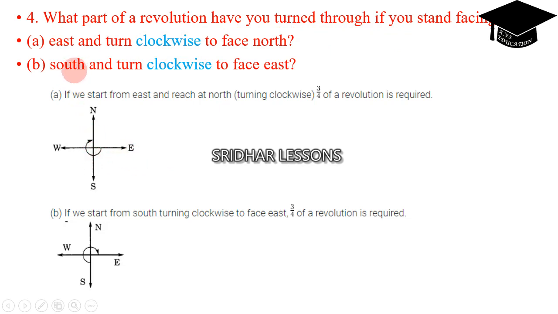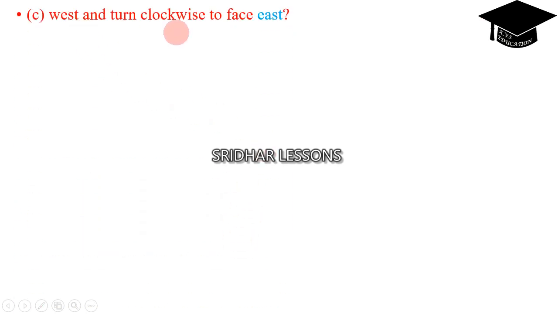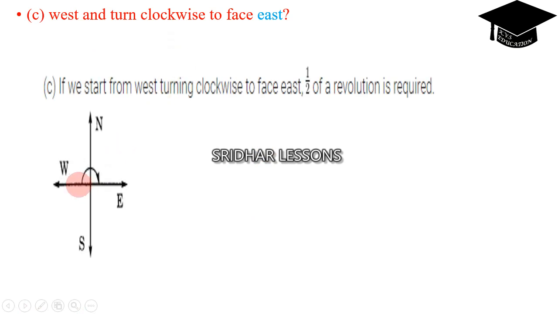Second one, you have to stand at south. Start from south and turn clockwise to face east. Here again it is a 3/4. So 3/4 revolution, 3/4 turn is required. West. Again you have to start at west. So and you have to face east. So you have to go for half of a revolution. Half of the revolution is required. See the picture clearly.